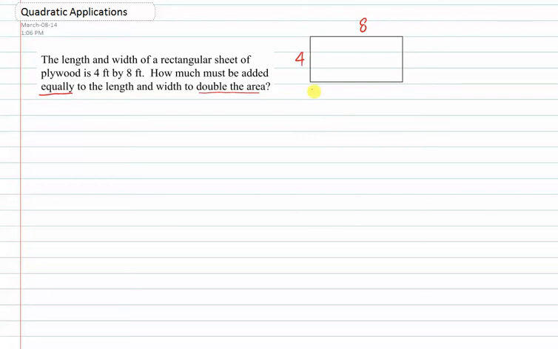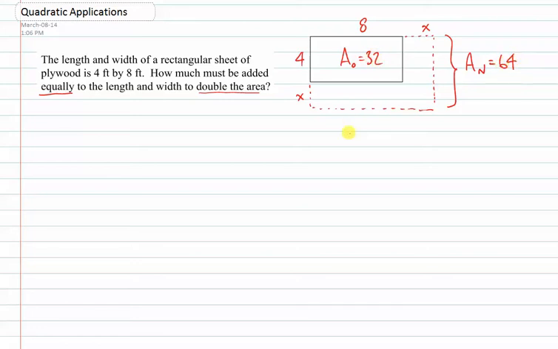Now it says I'm going to add an amount. Let's call that x. I'm going to add the same amount in both dimensions. And when I do that, I form a new rectangle, and this new rectangle has twice the area. So let's call that N for new. Let's call this O for old. The old area is 32. The new area then is 64.